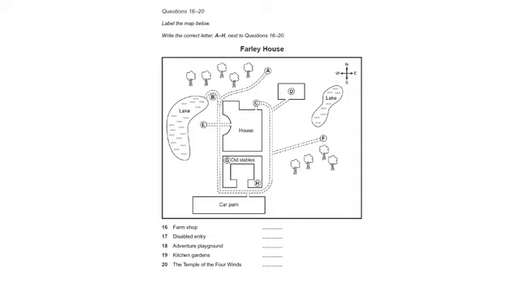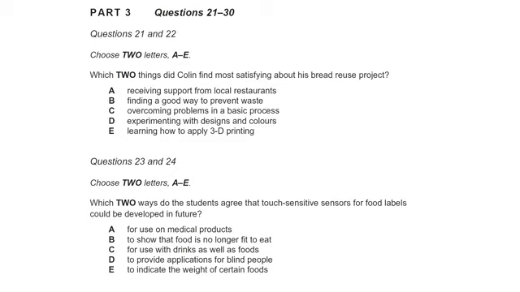Part 3. You will hear two food science students called Marie and Colin discussing their final year projects. First, you have some time to look at questions 21 to 24. Now listen carefully and answer questions 21 to 24.